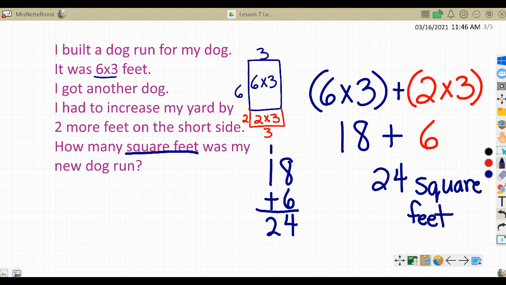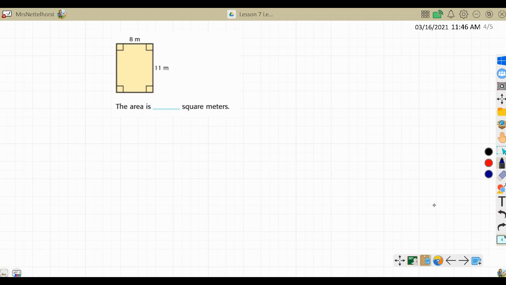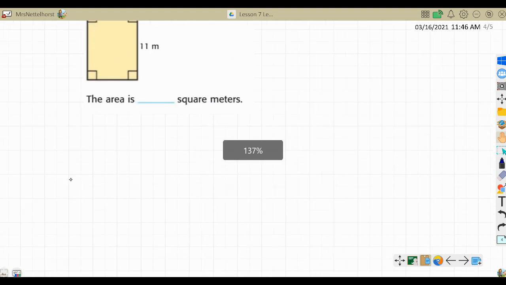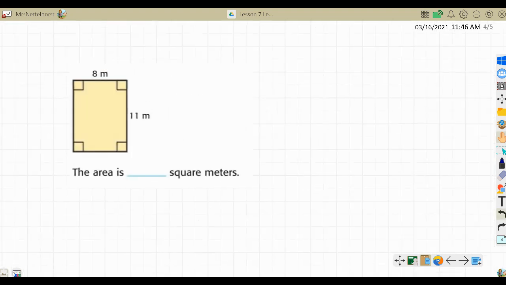So let's look at the last example. Oops. Let's do that one. There we go. Oops. Hold on. All right. So let's look at this problem. I'm going to make it a little larger so you can see it better. Makes it easier to mark on too.